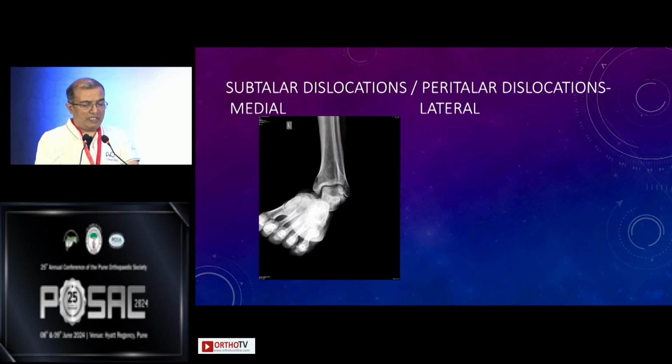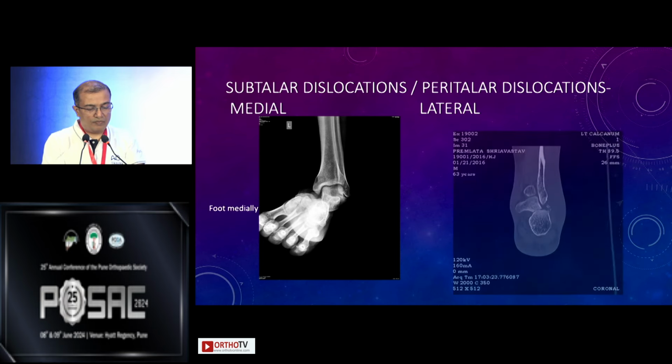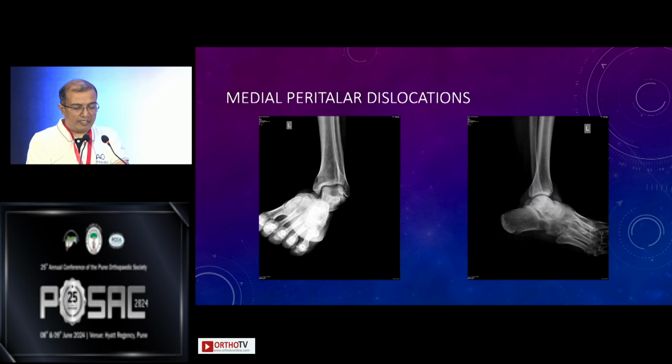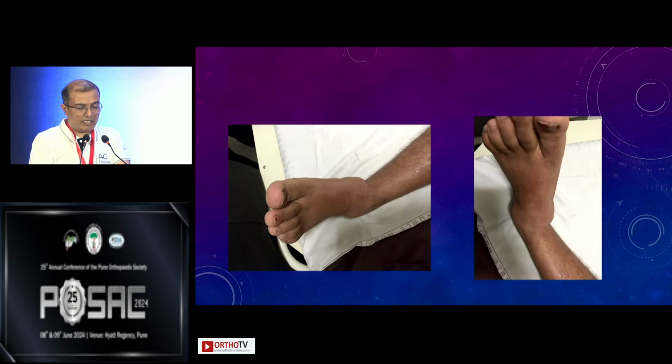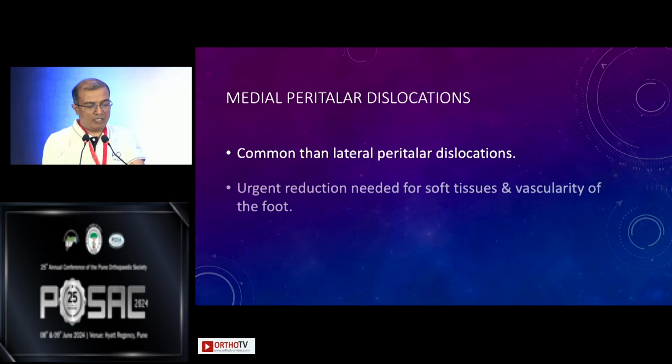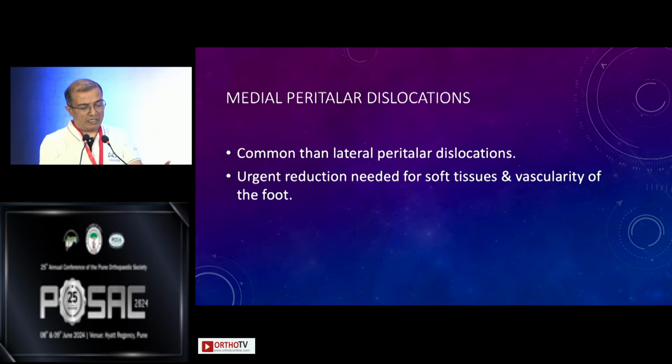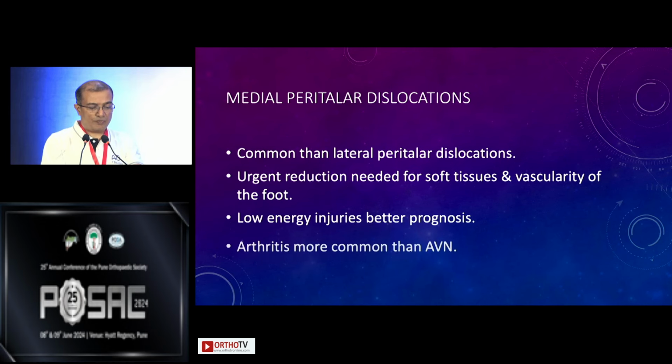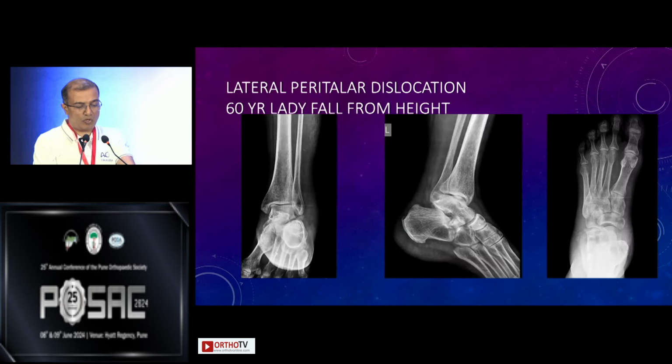Now, see, this is very obvious. This will not be missed, but the last case would have been missed. So see, the foot has moved medially, medial peritalar dislocation, foot medially, CT scan, and this is how it was there. Look at the clinical presentation, and this can be reduced well in the emergency department, in casualty. Same maneuver: flex the knee, relax the gastrocnemius, longitudinal traction, and this can be reduced. Medial is common. Urgent reduction even in the ER can be done, and they are usually low energy injuries with good outcome. Arthritis is more common than AVN.